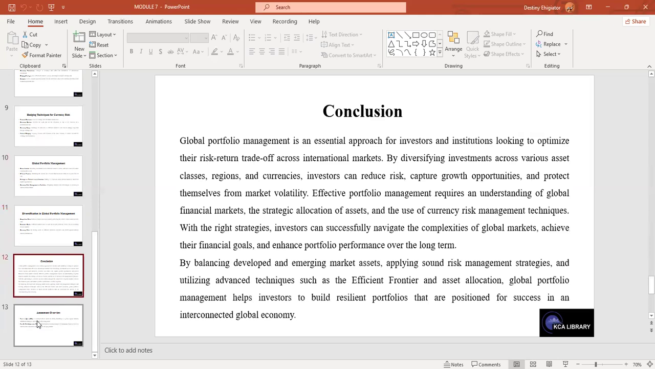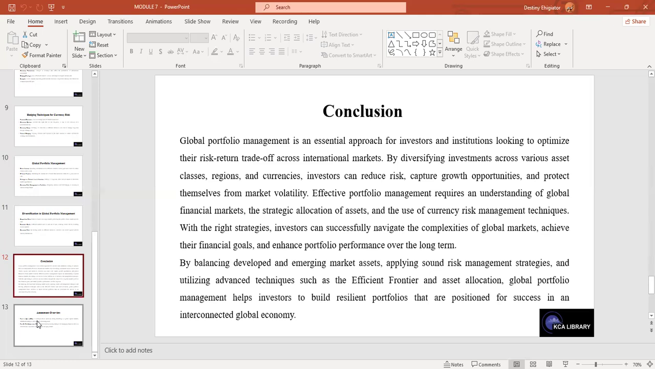By way of conclusion, global portfolio management is an essential approach for investors and institutions looking to optimize their risk-return trade-off across international markets. By diversifying investments across various asset classes, regions, and currencies, investors can reduce their risk, capture growth opportunities, and protect themselves from market volatility.